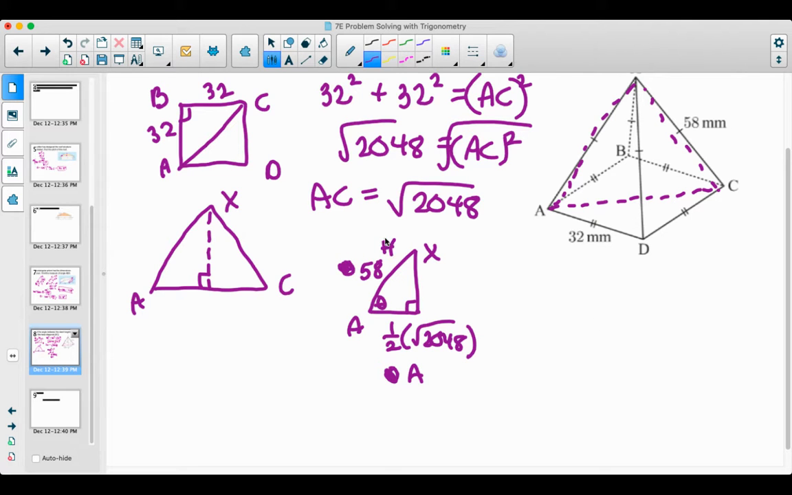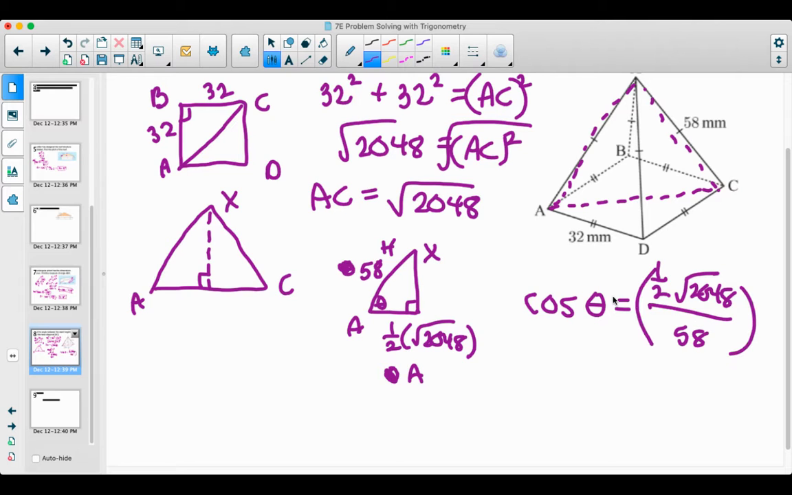This is my hypotenuse. So we have cosine. So we have the cosine of theta is equal to 1/2 times the square root of 2048 all over 58. And when we do inverse cosine on both sides, those cancel, and we end up with theta being 67 degrees.